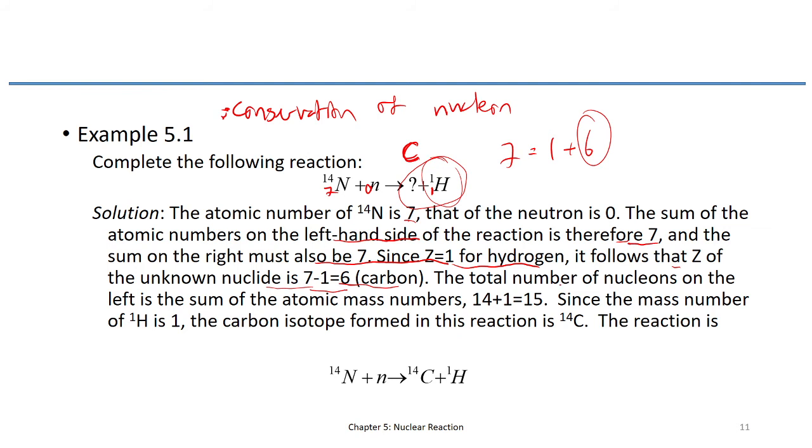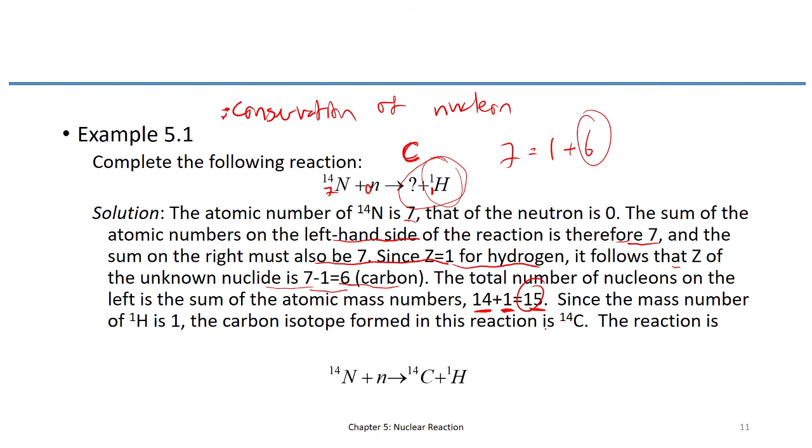The total number of nucleons on the left is the sum of the atomic mass numbers. Nitrogen's mass number is 14, and the neutron's mass number is 1. So in total, the mass number on the left is 15, and therefore you should also have a mass number of 15 on the right, since one is contributed by the hydrogen.